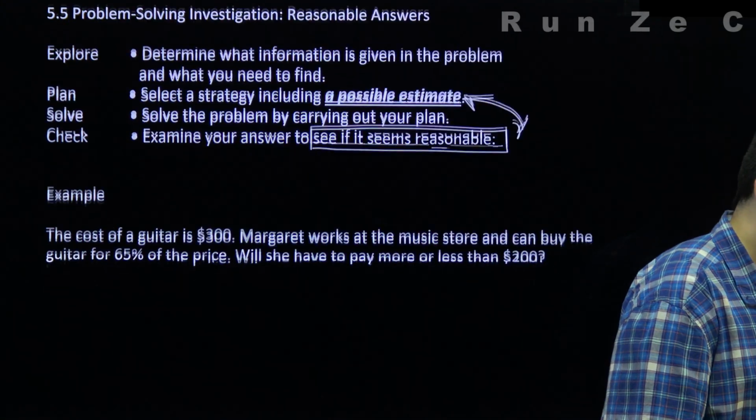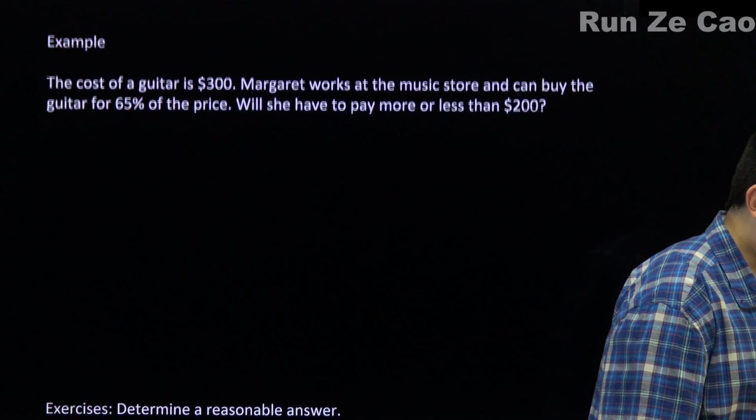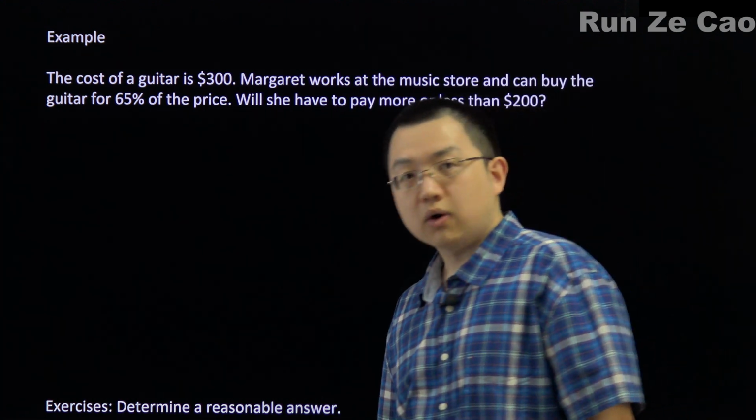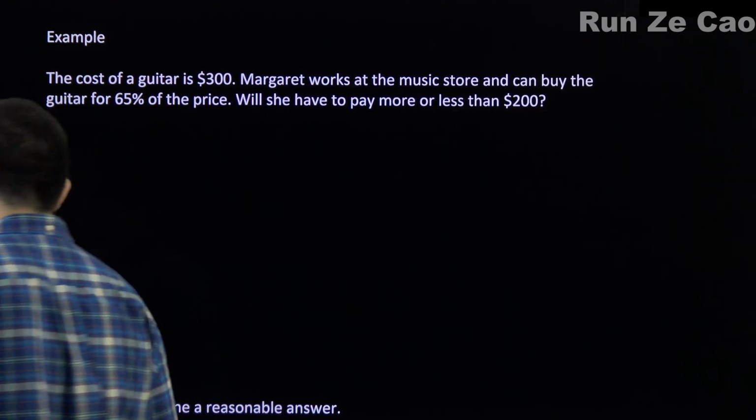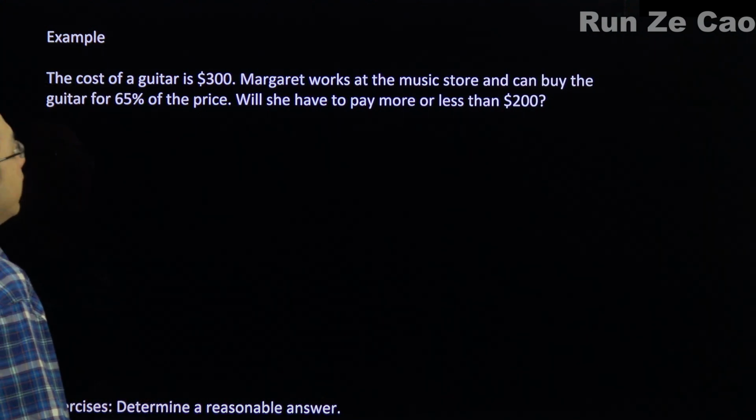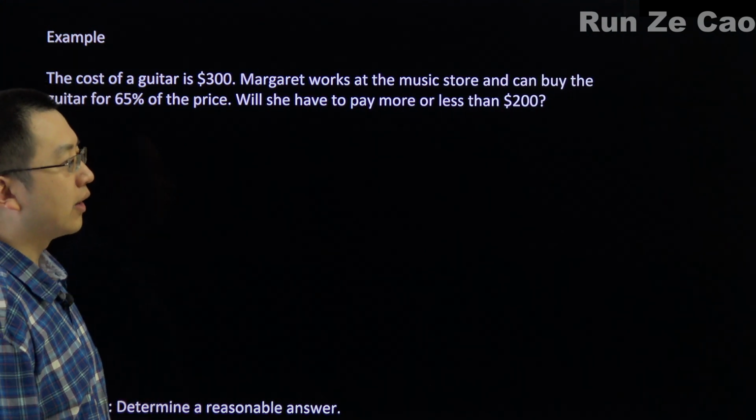Let's say we have the cost of a guitar being $300. Margaret works at the music store and can buy the guitar for 65% of the price. Will she have to pay more or less than $200?